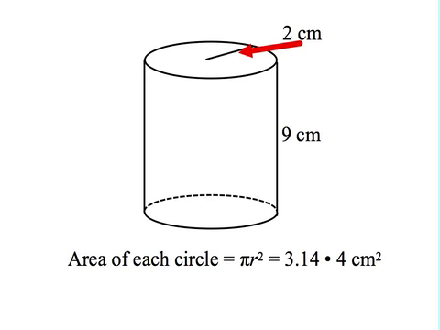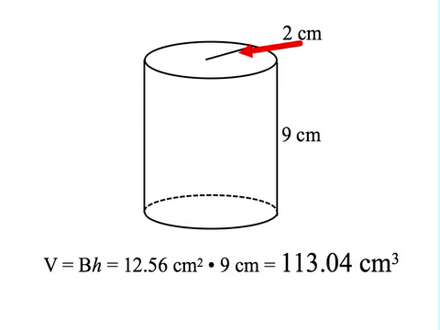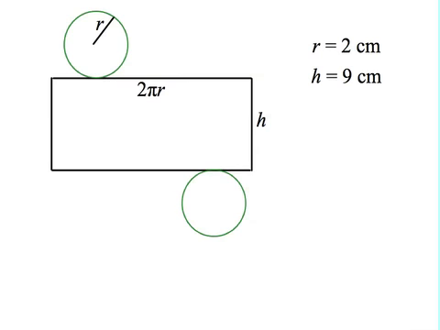2 squared is 4. 3.14 times 4 is 12.56, and in this case, that's 12.56 square centimeters for the area of one of the circles. And then to get the volume, we multiply that area times the height, which is 9 centimeters, and we get 113.04 cubic centimeters as the volume of this cylinder.